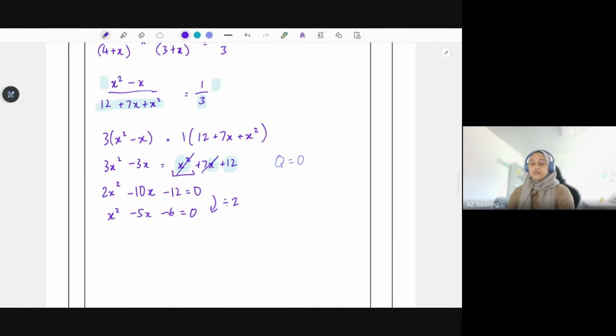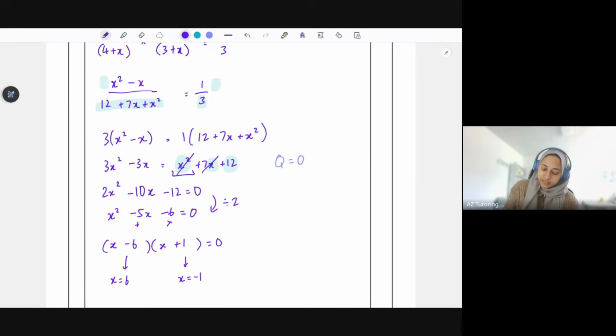So you can use the quadratic formula, or you can just factorize to solve this. Just going to factorize. So two numbers that times to give me -6 and add to give me -5. -2 times 3. No, -6 times 1. Yeah, so -6 times 1, because -6 times 1 is -6. -6 add 1 is -5. So therefore, x equals 6 or x equals -1.